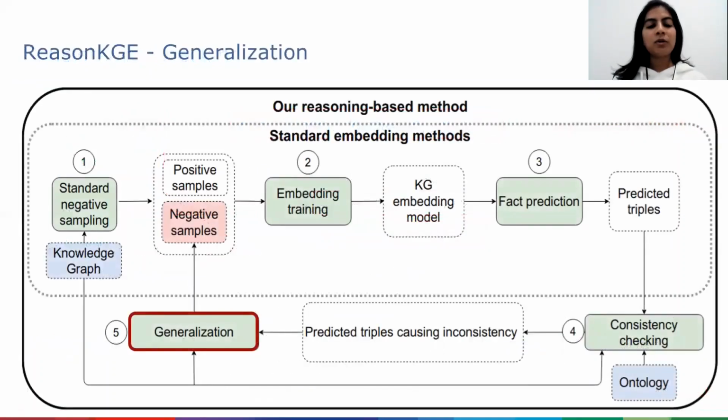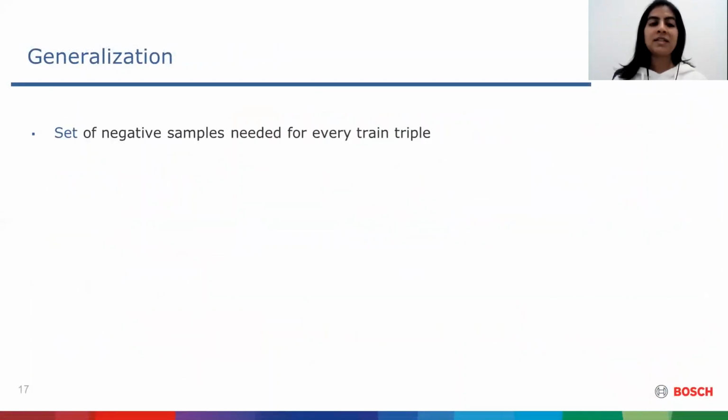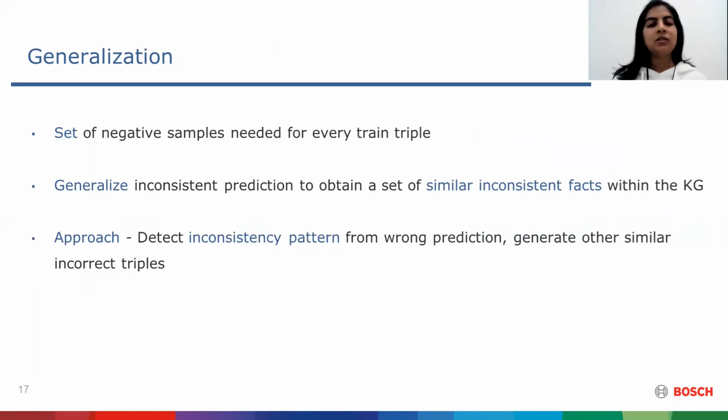Let us now talk about the generalization module. The idea of generalization is that we need not only one, but several negative samples for each training triple in the knowledge graph. Therefore, the idea is to generalize the inconsistent prediction and obtain a set of similarly inconsistent facts from within the KG. The approach here is that we want to detect the inconsistency pattern from the wrong prediction and then generate similar other patterns from the knowledge graph triples.